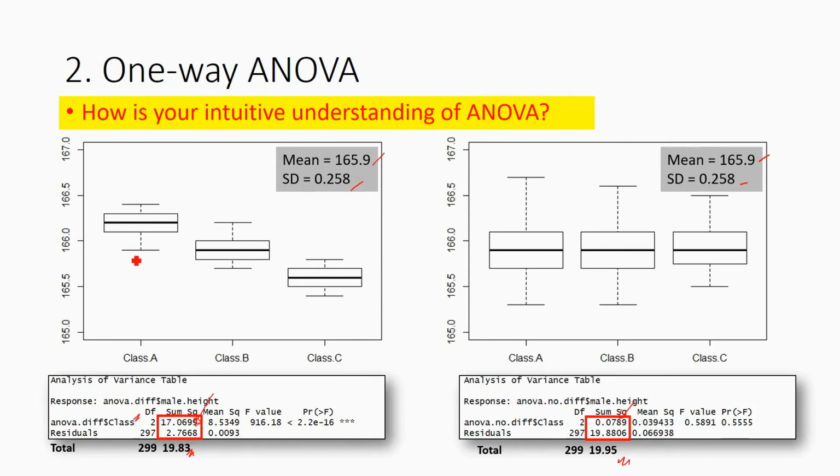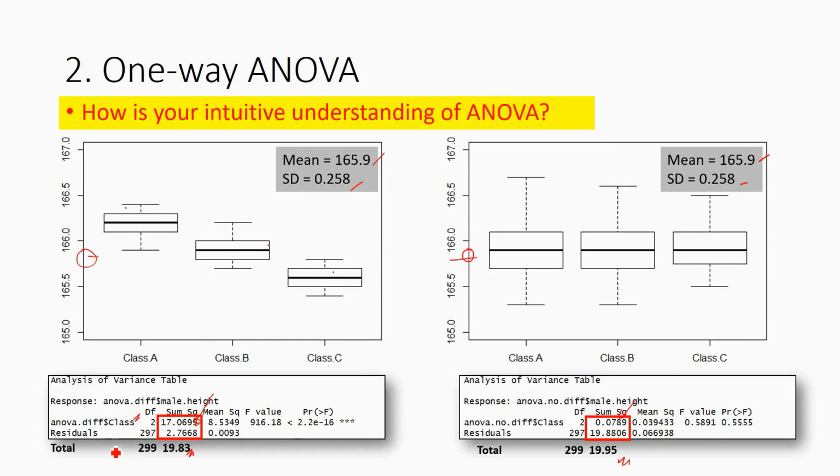And you know that the sum of square of the treatment is the calculation of the difference between the mean for each group minus the overall mean, right? Somewhere here, minus the overall mean somewhere here. So for this one, you can see there's not much difference from the overall mean.